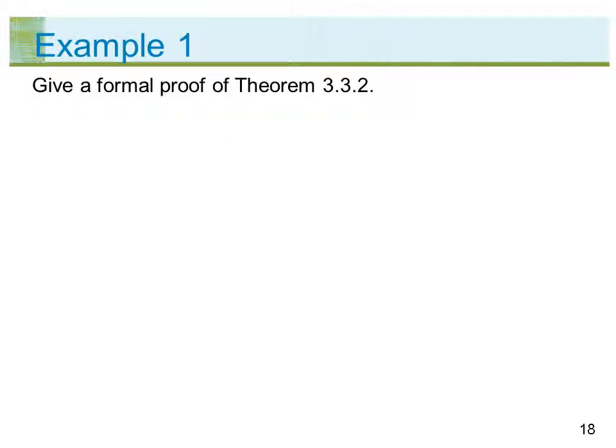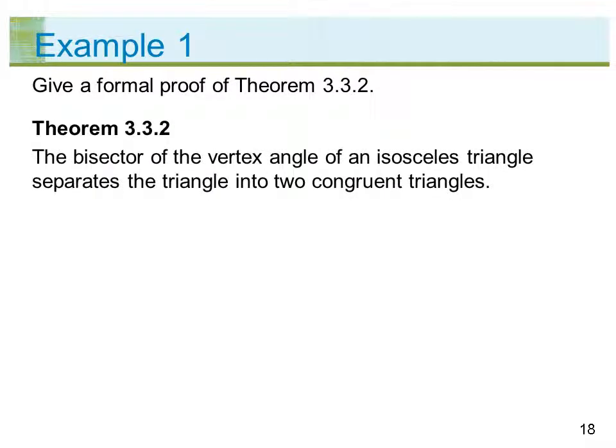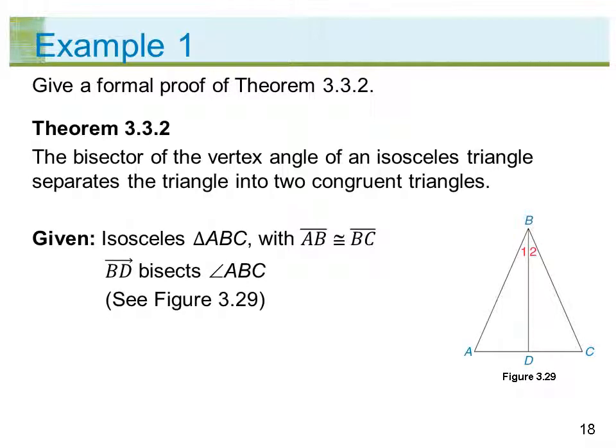Give a formal proof of Theorem 3.3.2. Theorem 3.3.2. The bisector of the vertex angle of an isosceles triangle separates the triangle into two congruent triangles. Given: isosceles triangle ABC with segment AB congruent to segment BC. Ray BD bisects angle ABC. See Figure 3.29. Prove: triangle ABD is congruent to triangle CBD.